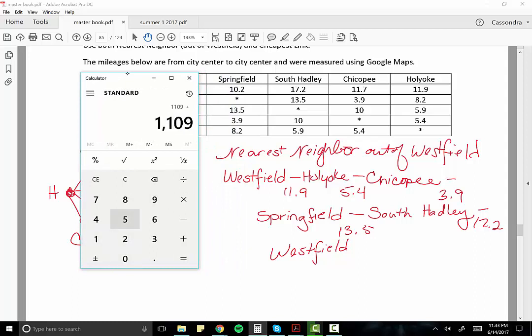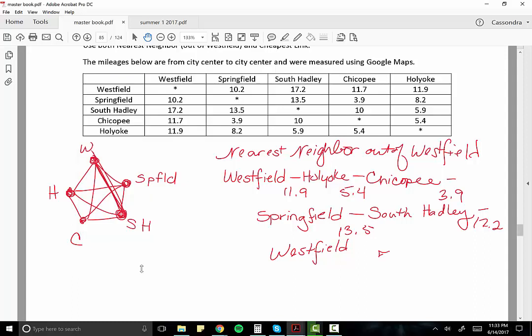11.9 plus 5.4 plus 3.9 plus 13.5 plus 17.2 equals 51.9 miles.